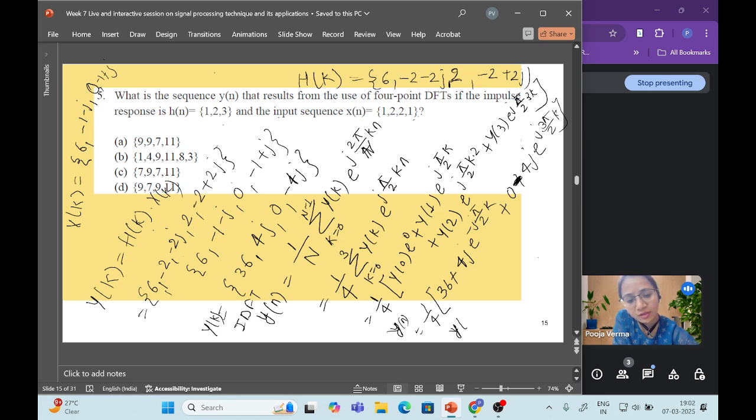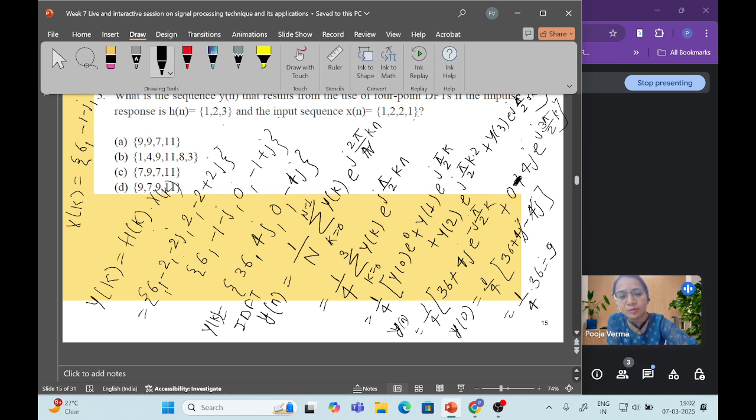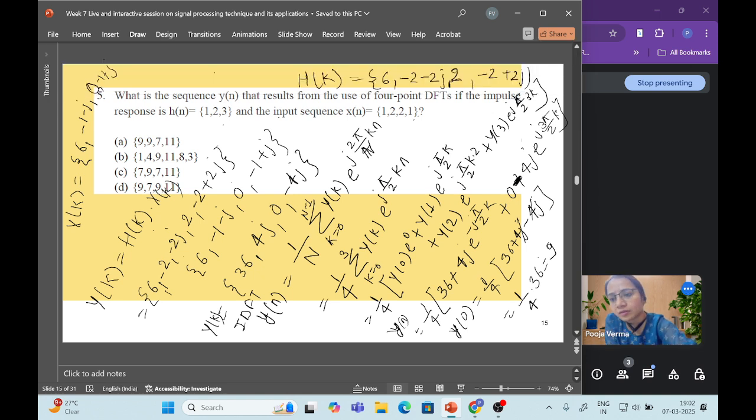So first putting n equal to 0, what is left is 36 plus 4j minus 4j only, and this will cancel out. You will get 1 by 4 into 36, so you will get 9. So y of 0 you will get 9. Now we will not require this part, so I'm just removing it.